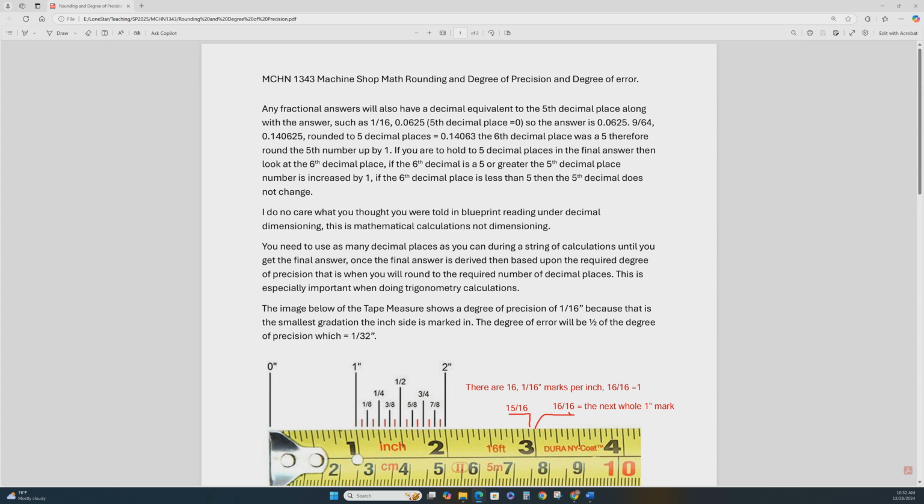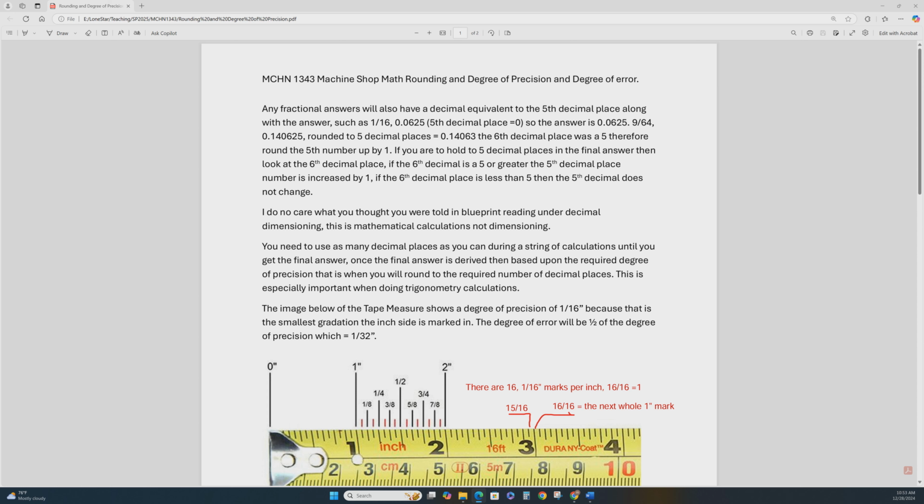This video is on rounding and degree of precision and degree of error. There's degree of precision and degree of error in measurements and in calculations. Some calculators give you more decimal places in the screen and some less. The number of decimal places that are displayed on your calculator is your degree of precision.